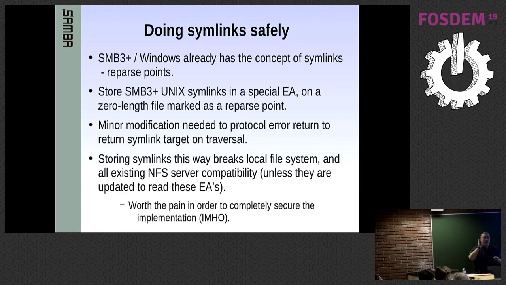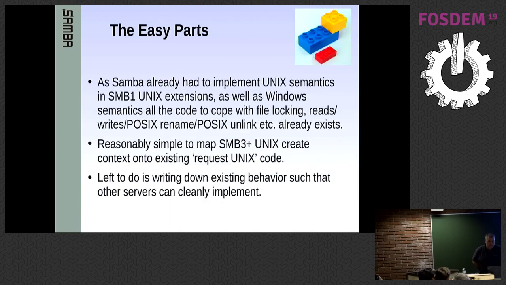zero-length file and turn it into a reparse point and store the symlink there in a special extended attribute, but nothing else. There was a minor modification needed to the protocol. I've still got to run past Microsoft to make sure that we can return the symlink error on traversal. And storing symlinks this way breaks the local file system. It means that local apps will not follow symlinks created by SMB3 clients. I'm okay with that. I'm okay with that because it's secure.